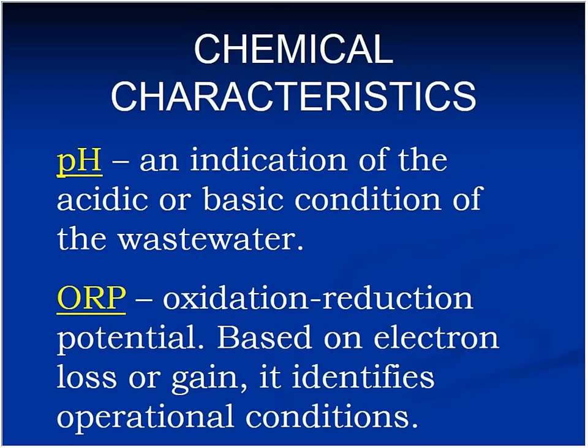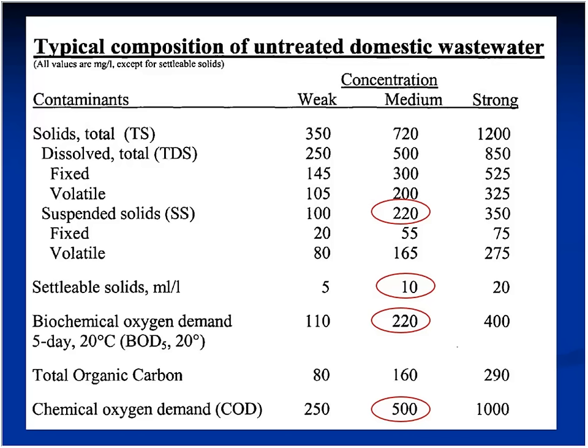Our pH doesn't vary too much. So we have to maintain that, make sure it's in the proper ranges for the various operations we're doing, whether doing nitrification or pH, phosphorus removal, ORP, some plants are using that as a method for control.